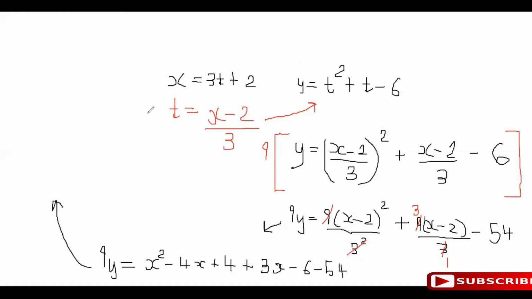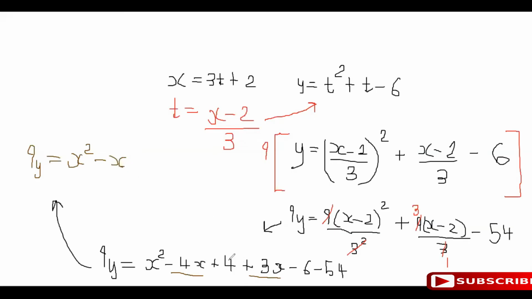Let's write it in brown. Final answer in brown. So 9y is equal to x squared. That's the first one we see, x squared. Now we're going to be grouping the x terms. We have minus 4x and plus 3x. So that works out to just be minus x.